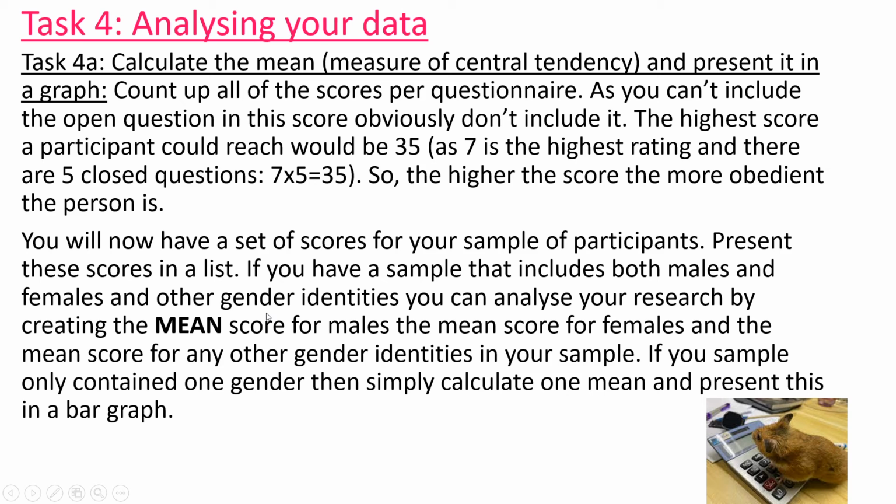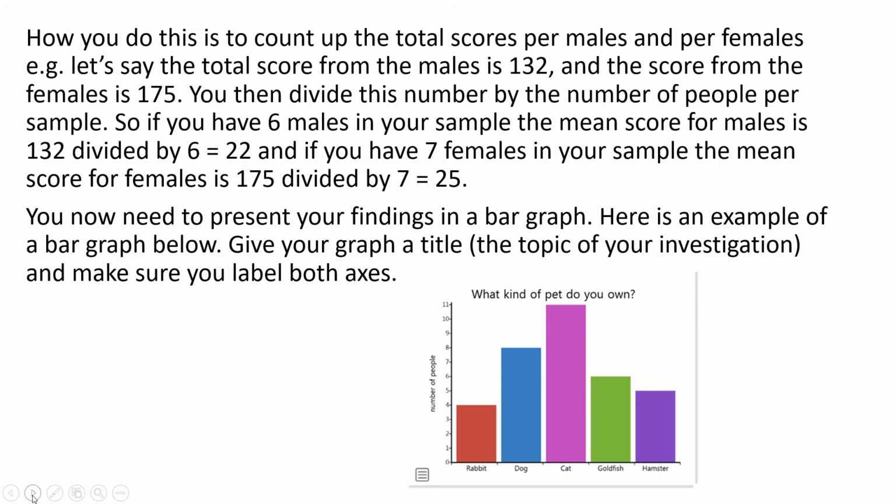I'm leaving that up to you. So, if your sample only contained one gender, then you can only calculate one mean, right? So you calculate the mean for males and the mean for females, or if you've only got one gender, just the mean for that gender group. And then you present your findings in a bar graph. So if you have one mean for males and one mean for females, you have 2 bars in your bar graph. If you just had one gender, you're only going to have 1 bar in your bar graph.